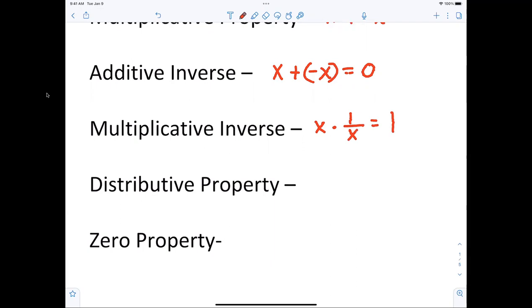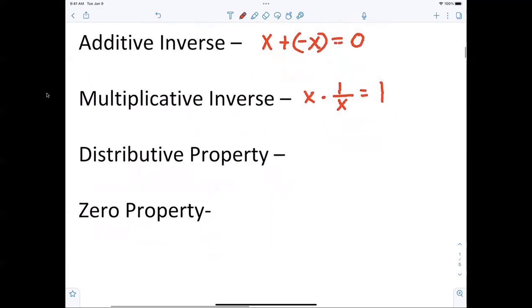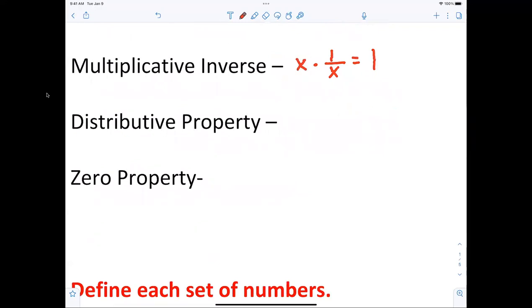All right. Now, the distributive property. I want everybody to look up here on the board. If I wrote 2 parentheses x plus 3, that distributive property would be 2 times x plus 2 times 3. So this would just be 2x plus 6. That's an example of the distributive property.